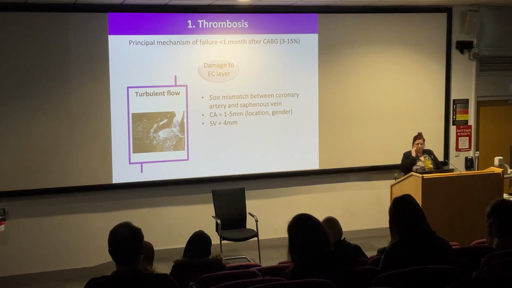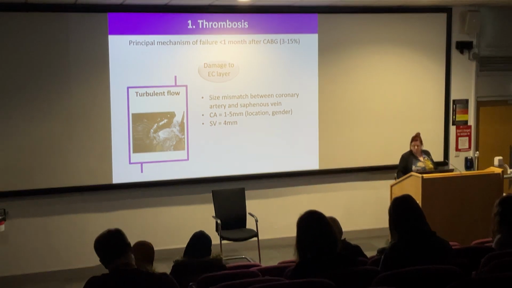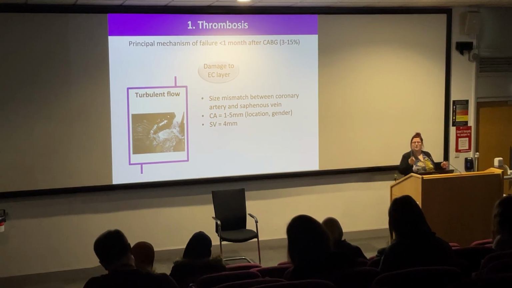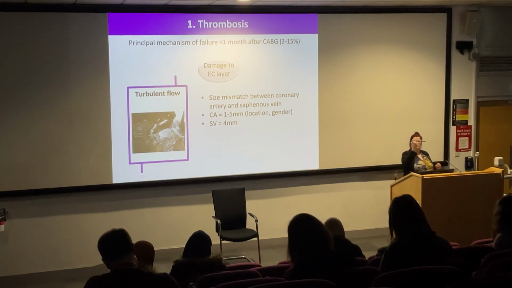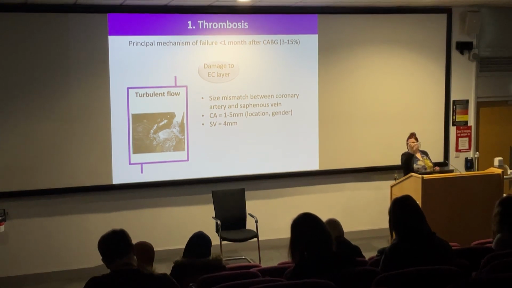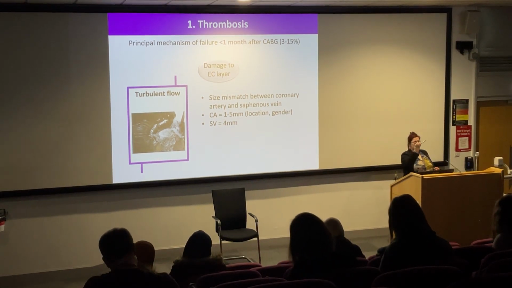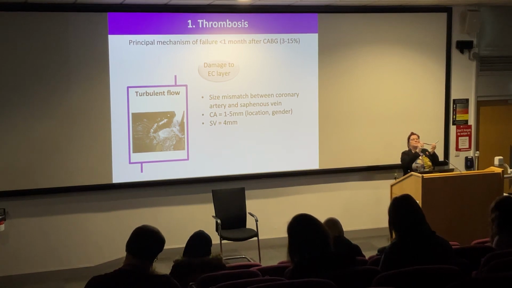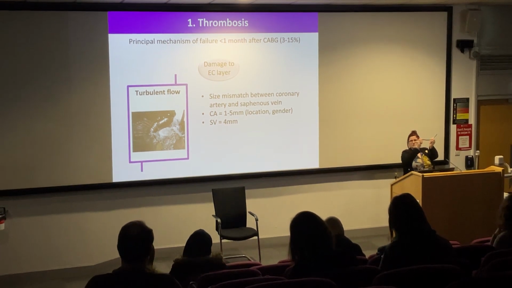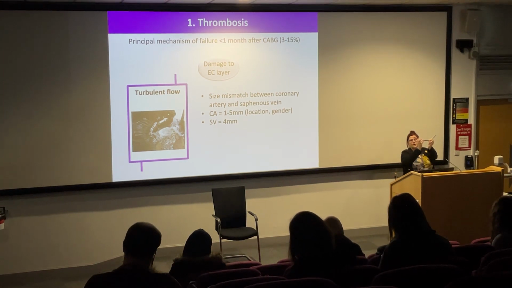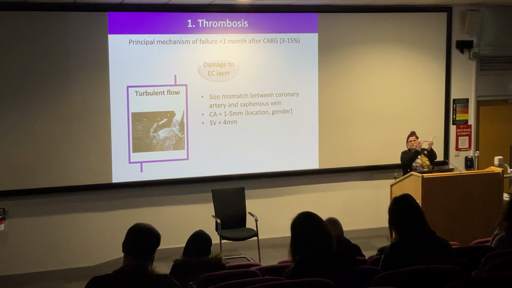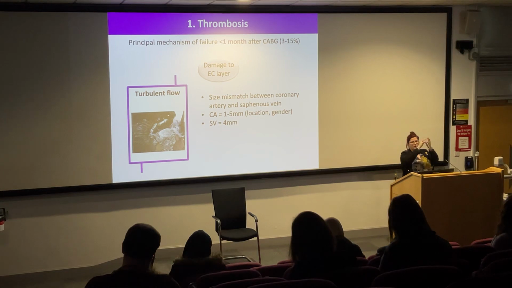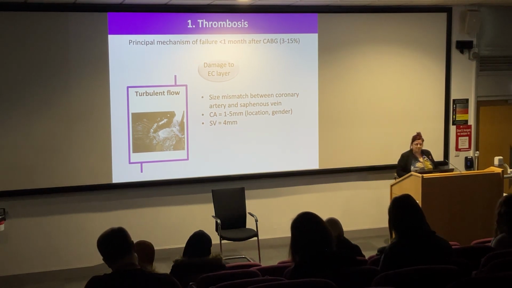And this can happen when you get a size mismatch between your coronary artery and your saphenous vein. So if we look at these pipes again, if that's your coronary artery, it's not, that's far too big for a coronary artery, but just as an example for illustration. If that's your coronary artery and that's your saphenous vein, if you plumb those together, you can see that they're not going to match perfectly in terms of size. And so that area where they join together, you're going to get that turbulent flow because it's moving from a wider area into a thinner area.